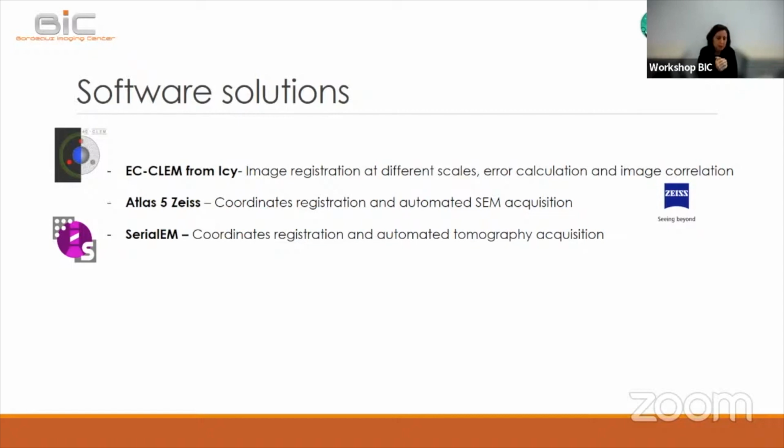Atlas 5 from Zeiss serves actually to register the coordinates of the different observations in light, and this serves also to automate the electron microscopy acquisition, and this is the same for SerialEM, which finds the coordinates of the registration of the light microscopy, and then you can do automated tomography acquisitions.